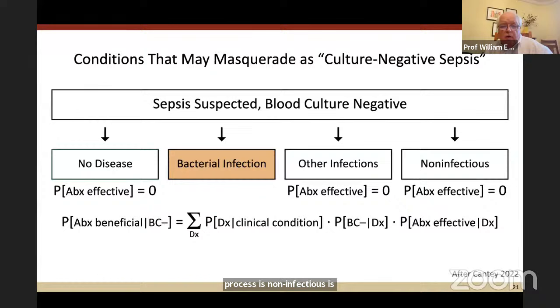What is the probability that the diagnosis is bacterial infection? What is the probability that the blood culture will be negative, which is low if the baby has bacteremia, but may not be with other conditions, as we'll talk about? And what is the probability that antibiotics will be effective?